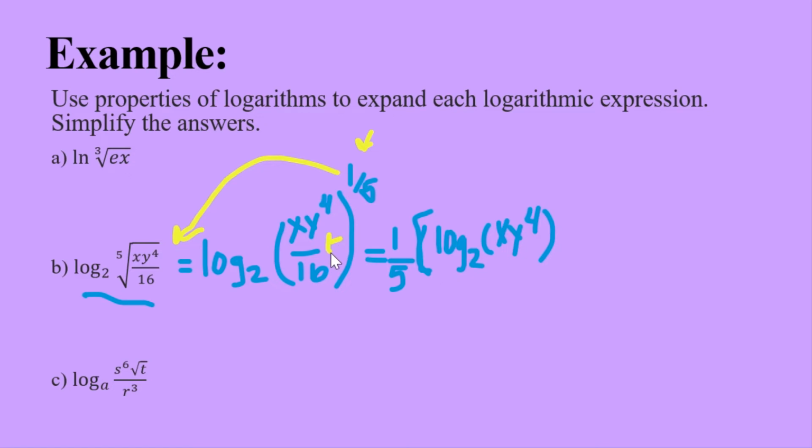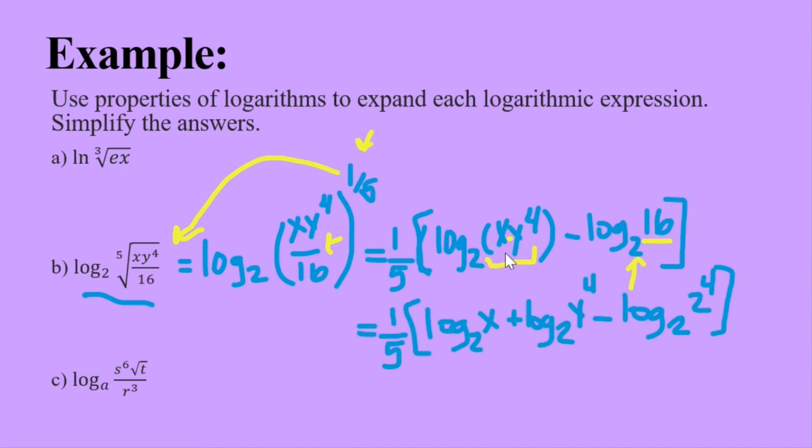Now the operation here is division, so we know we can expand with subtraction. So we have 1/5 times log base 2 of x times y to the 4th minus log base 2 of 16. Now if you take a look at what we have going on with this first term, we have multiplication, so it looks like we can expand this piece even further. Here we have this 16, we have a base of 2, so we want to see if we can rewrite 16 as 2 to a power. So now we have the first term expanded using the product rule. With the second term, we just rewrote 16 as 2 to the 4th power, which is the same as 16.